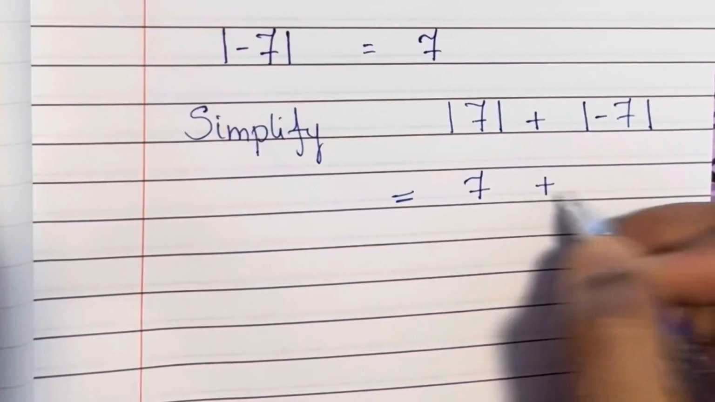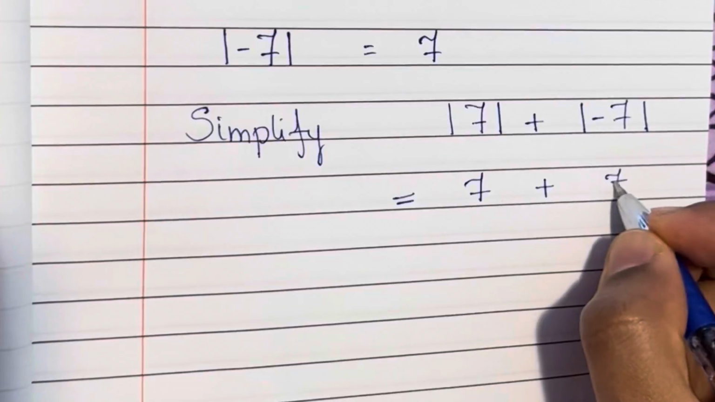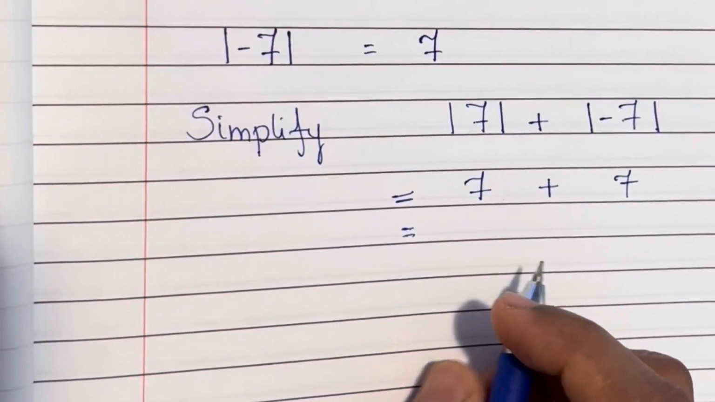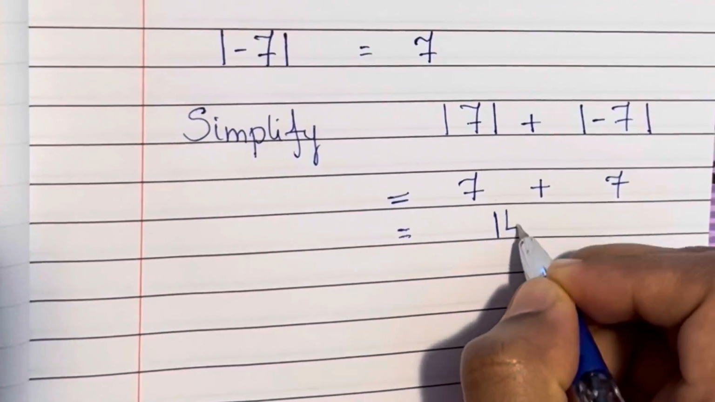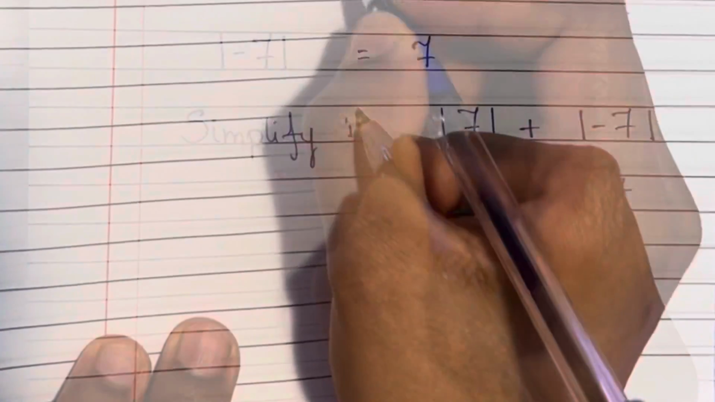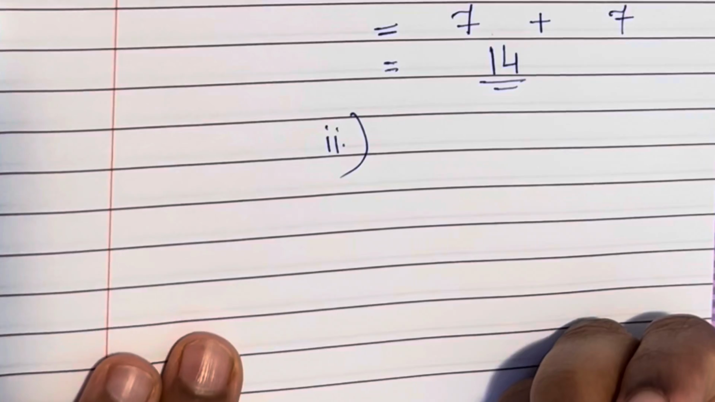This plus we are putting here. Now the absolute value of minus 7 is again 7 itself, because we are not considering the sign. Now you know, to add 7 plus 7, it is 14. So our answer is 14. Okay, now next problem, let's do another example.